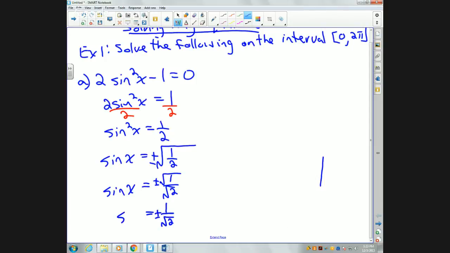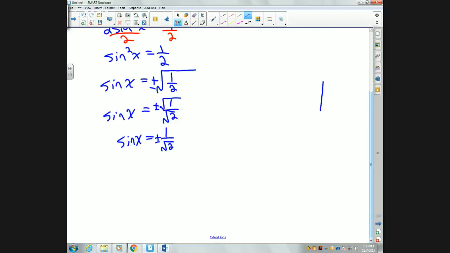And to answer Leslie's question of how is that easier, now this looks like a special triangle scenario, right? So I'm going to split it into two. We know that sine x is equal to positive 1 over root 2, or sine x equals negative 1 over root 2. Sorry, I said half. It's a root 2, isn't it?